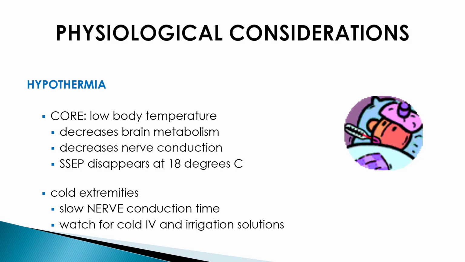Also, watch for cold IVs that are going in. They often try to warm the fluids that are going into the IVs, but sometimes they don't. And if cold fluid goes into the arm, one arm could be cold, and you can look like you have a unilateral change.